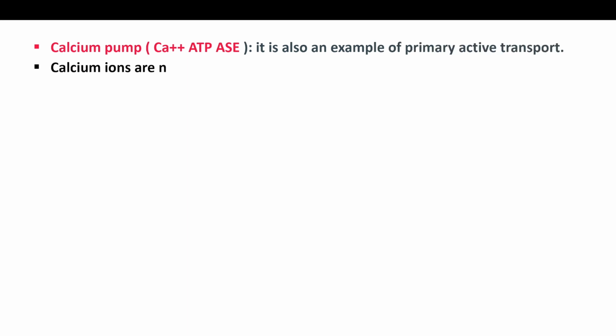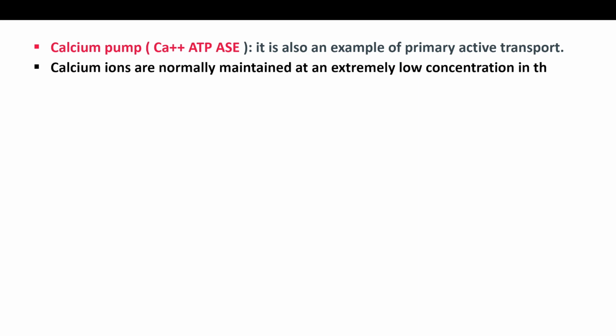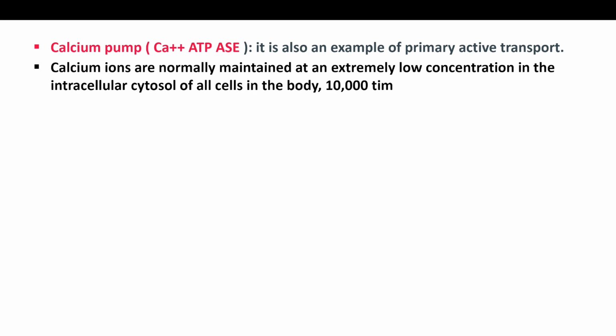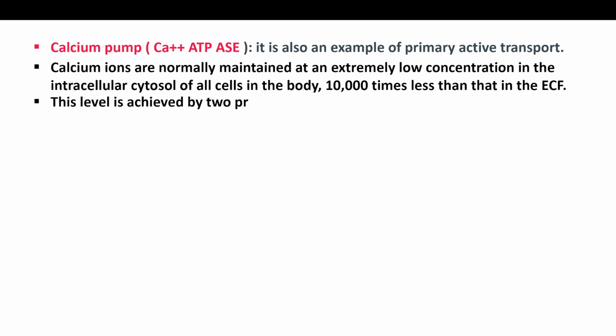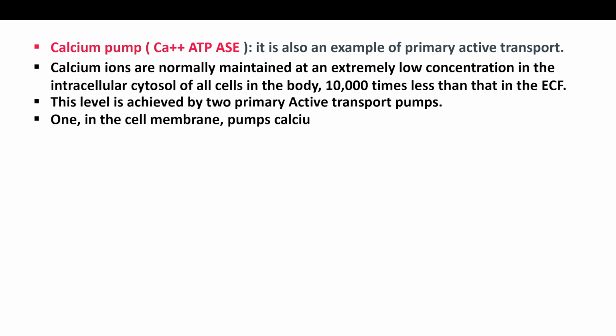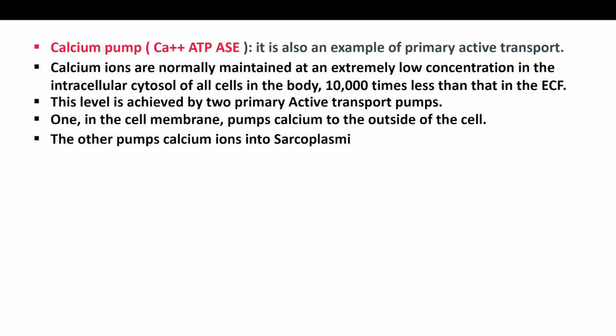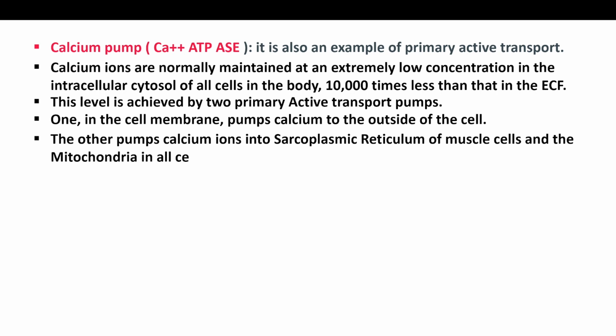Calcium ions are normally maintained at an extremely low concentration in the intracellular cytosol of all cells in the body, 10,000 times less than that in the ECF. This level is achieved by two primary active transport pumps. One, in the cell membrane, pumps calcium to the outside of the cell. The other pumps calcium ions into the sarcoplasmic reticulum of muscle cells and the mitochondria in all cells.